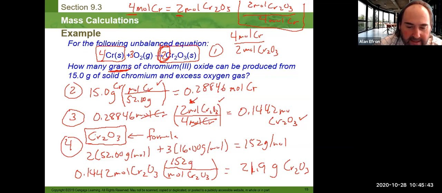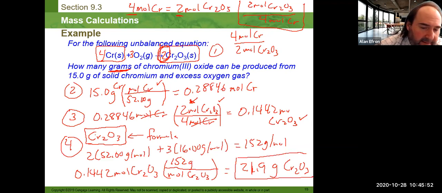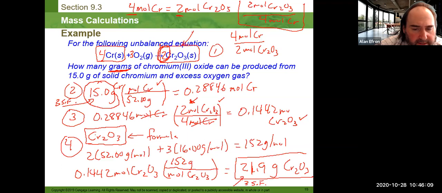21.9. Well, that didn't seem too right. Grams of Cr2O3. In terms of significant figures, you should probably go back to this very first number as it's the only number that was given to us. This has 3 significant figures. And here, obviously, we end up with also 3 sig figs. This, as we talked about last time, since it is a product, is what is referred to as the theoretical yield.